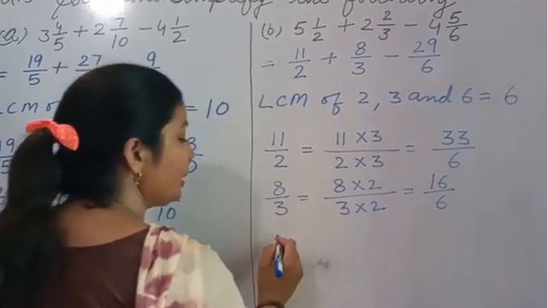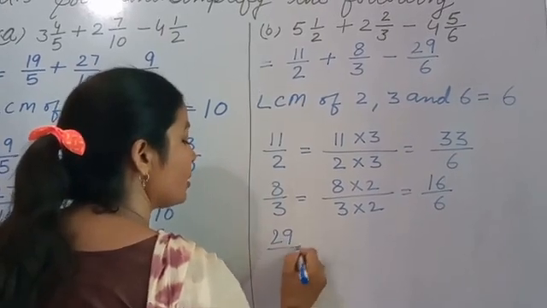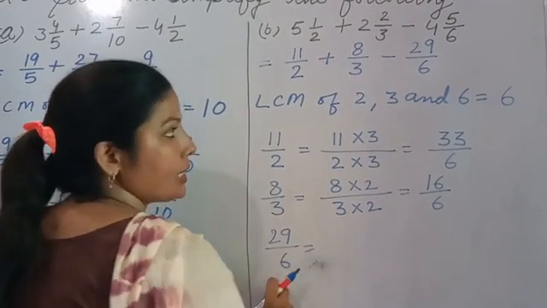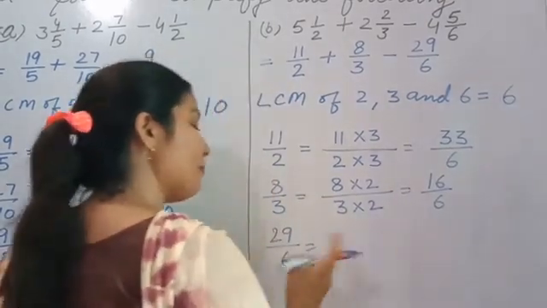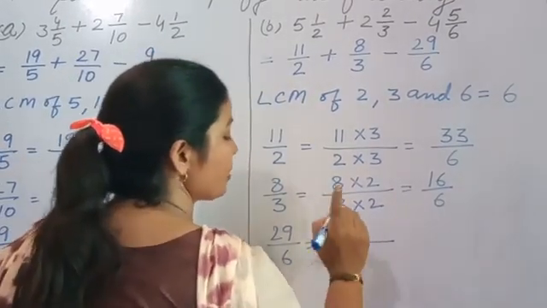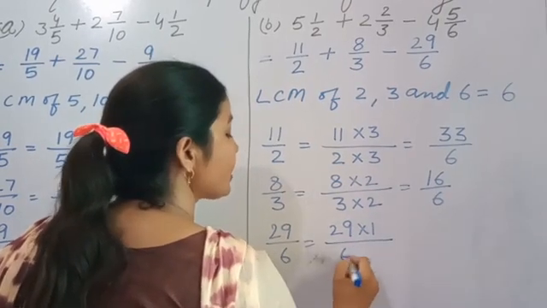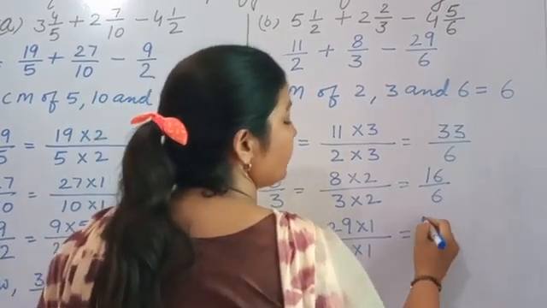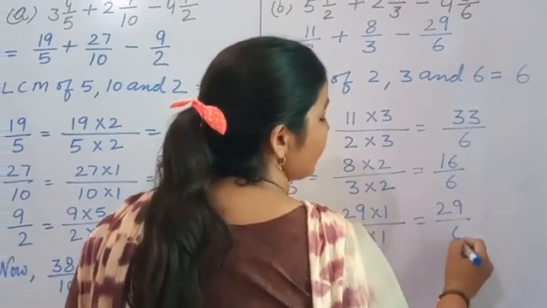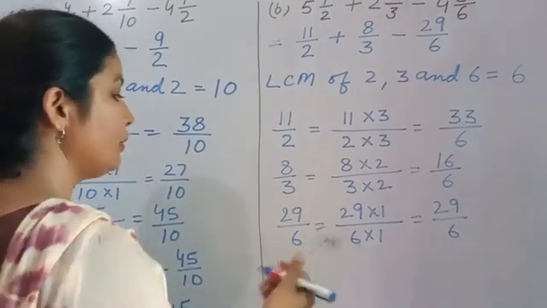Now third, 29 upon 6. This is already 6, which is equal to the LCM. So 6 ones are 6. On one number we have the same 6. So multiply by 1. So it becomes 29 upon 6. Now we should solve that.